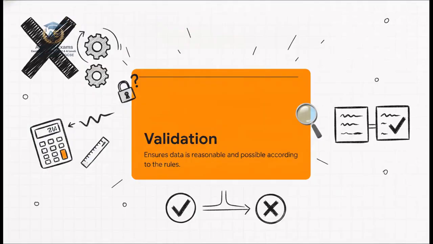Now, whatever you do, make sure you never, ever mix these two terms up again. Validation asks, is the data reasonable and possible according to the rules, like ensuring an age is actually entered as a number? Verification, on the other hand, asks, does the data match the original source, like entering a new password twice just to ensure it was typed correctly? Remember, validation cannot prove data is perfectly correct. It only proves that the data is permitted to enter the system.